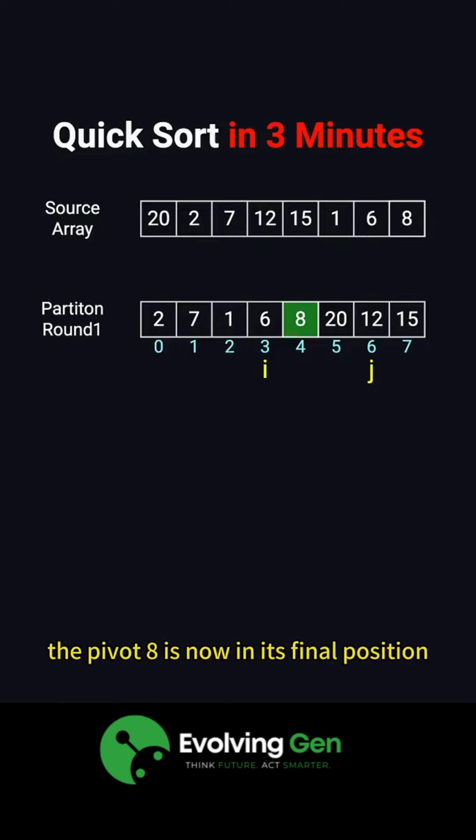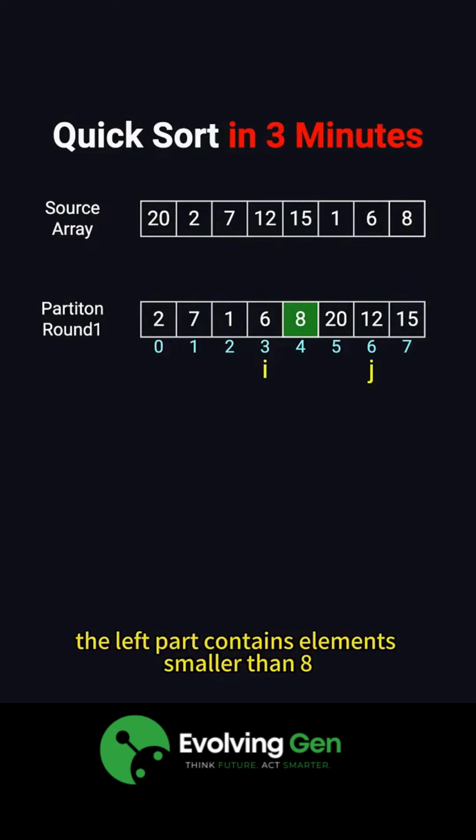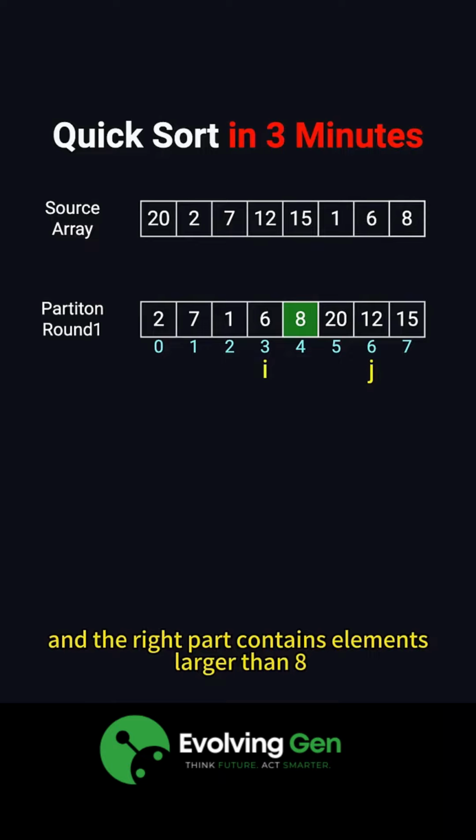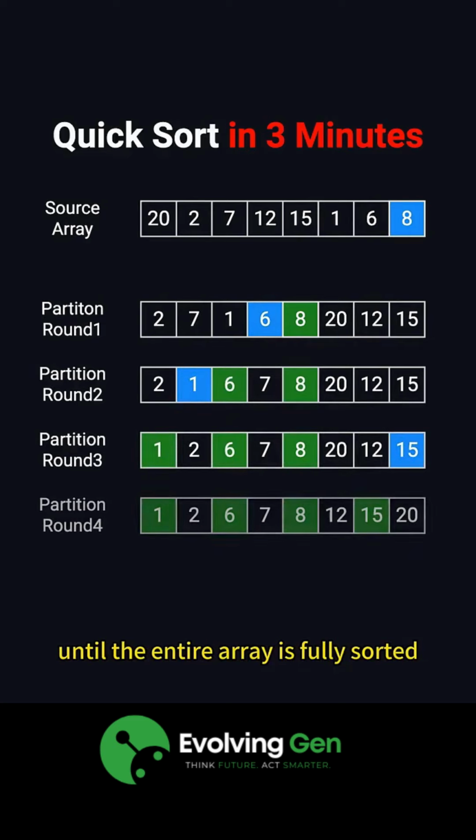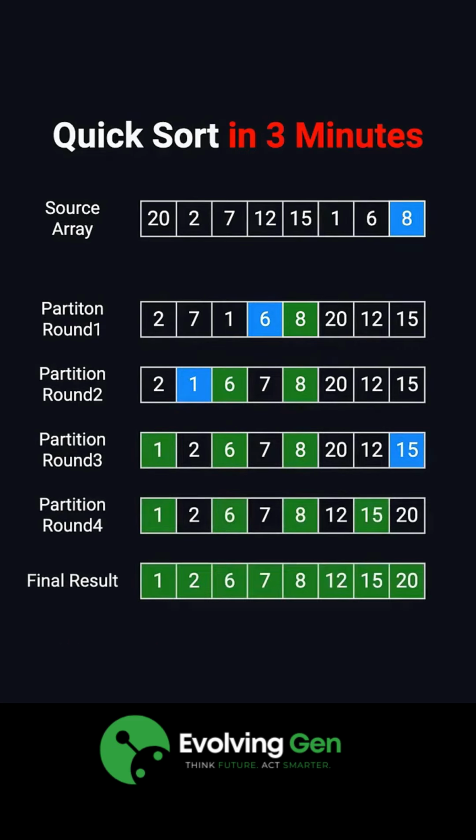The pivot, 8, is now in its final position, splitting the array into 2 parts. The left part contains elements smaller than 8, and the right part contains elements larger than 8. Repeat the same steps for both parts until the entire array is fully sorted.